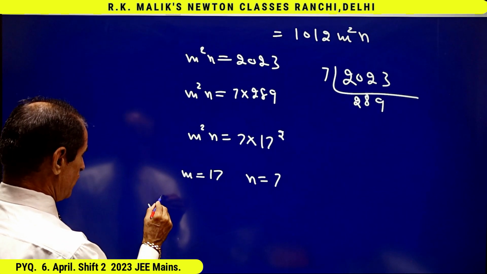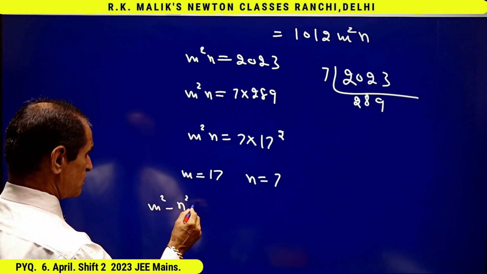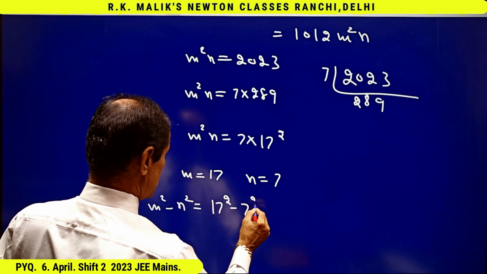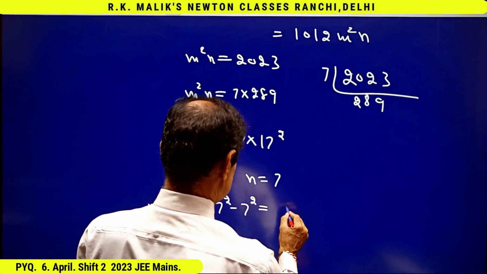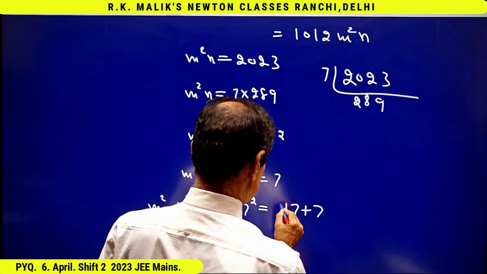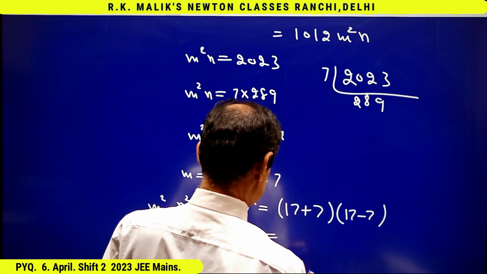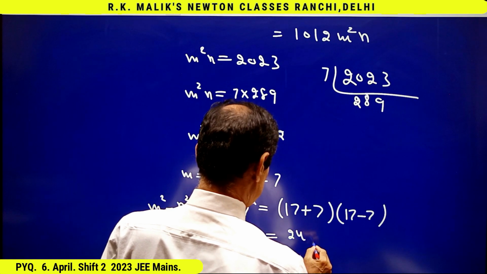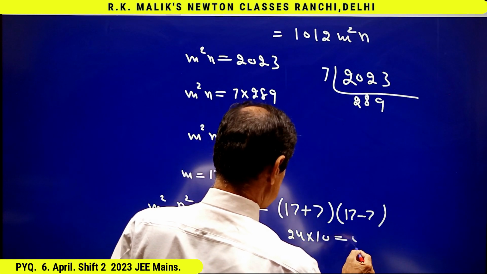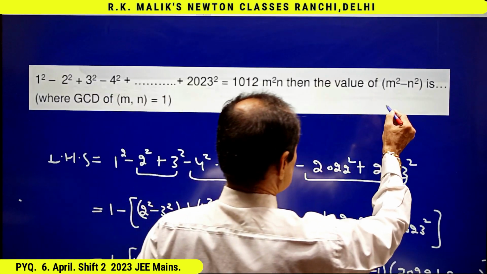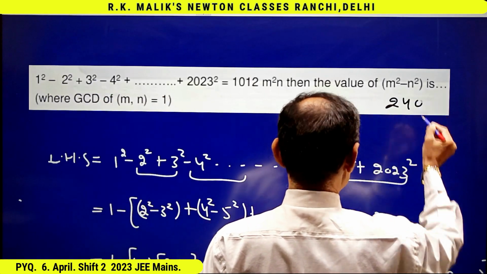Hence, the value of m square minus n square is 17 square minus 7 square, which is 17 plus 7 into 17 minus 7, that is 24 into 10, that is 240. Hence, the answer to this question is 240.